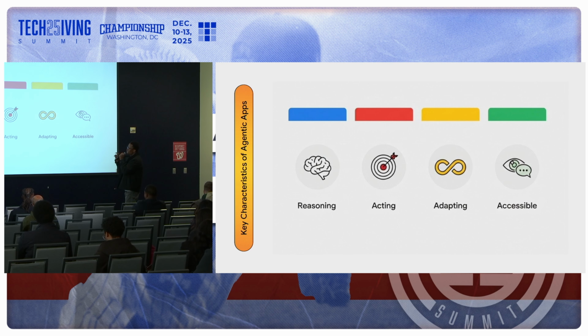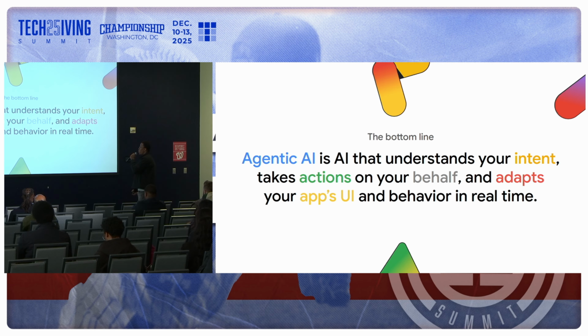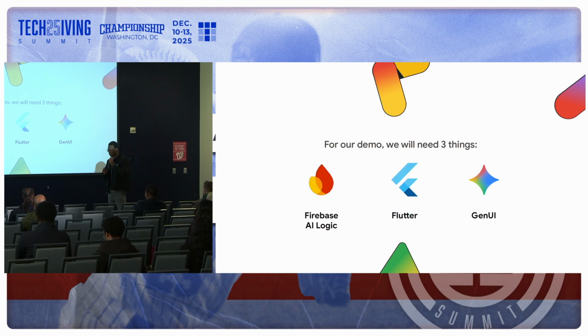So these are key characteristics of agentic apps. First, we have the reasoning. An agentic app can reason. It can adapt, and it's very accessible. Now, the bottom line is agentic AI is the AI that understands your intent, takes actions on your behalf, and adapts your UI and behavior in real time.